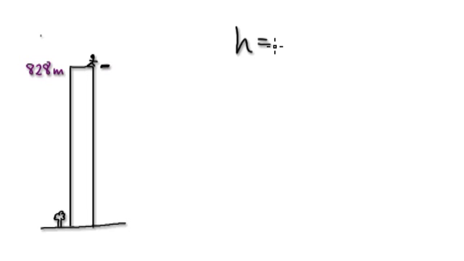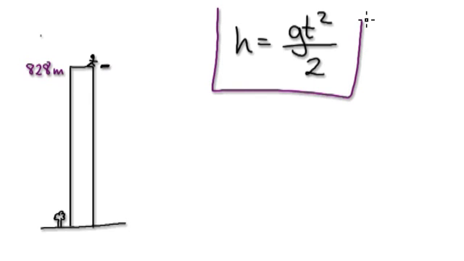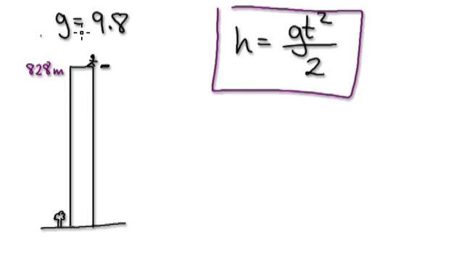So start off by writing the magical formula, H equals GT squared over 2. Okay, so you've got this magical formula here. H is the height of the building, and G is gravity. Gravity on Earth is roughly 9.8. Because we're always on Earth, whenever we see gravity it's normally 9.8. So work out how long it would take for the brick to hit the ground. Press pause and have a go.